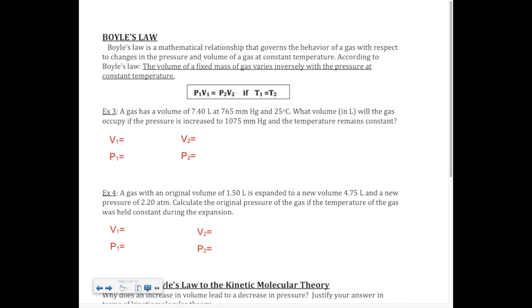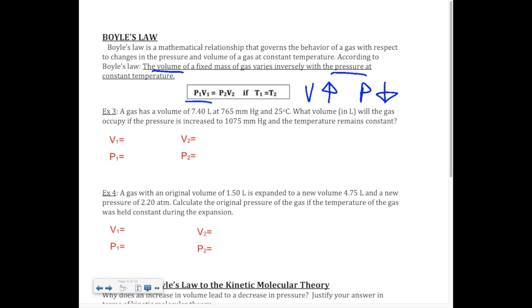Now, Boyle's Law discusses pressure and volume. The volume of a fixed mass of gas varies inversely with the pressure. So if the volume increases, the pressure will decrease. That's simply how it is going to work.